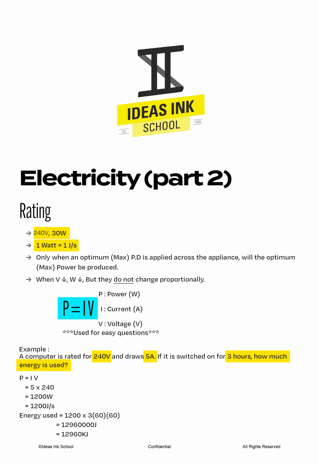By applying the formula P equals I times V, we will be able to calculate the power by taking the current 5 amperes multiplied by the voltage of 240, thus we will obtain a power of 1200 watts. And since 1200 watts is also known as 1200 joules per second, using the computer for 3 hours, or 10,800 seconds, will use up a total of 12,960 kilojoules of energy.